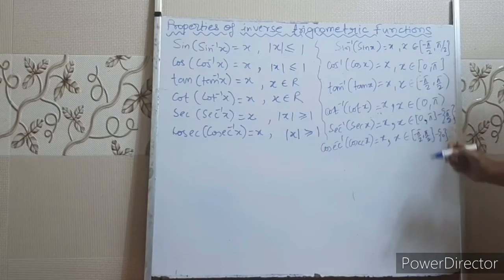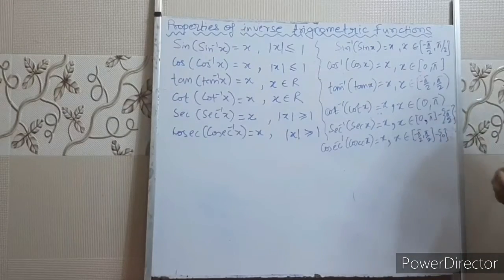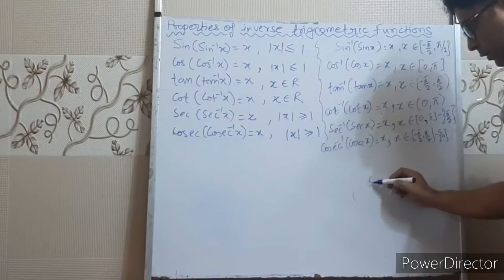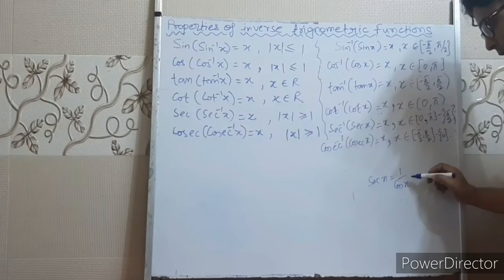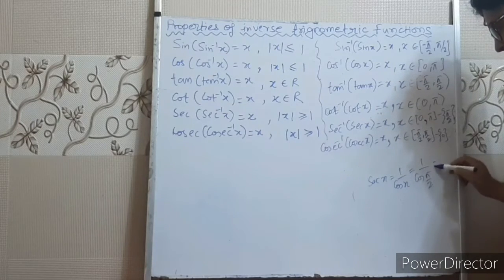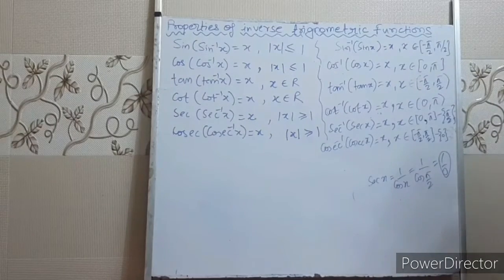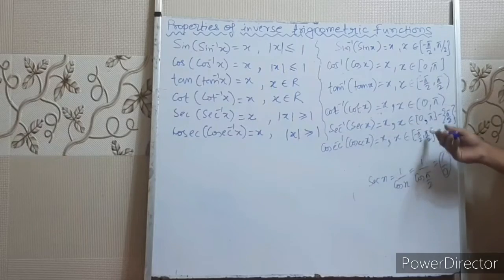Why? Because sec is the reciprocal of cos x and cos is not defined at pi by 2. So if you put sec x, we can write it as 1 upon cos x, and if you put 1 upon cos pi by 2, it will be 1 upon 0, so this value will be not defined. So except the value of pi by 2, sec inverse of sec x is equal to x.